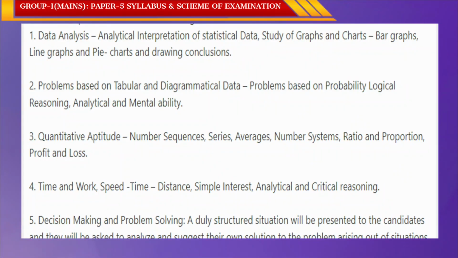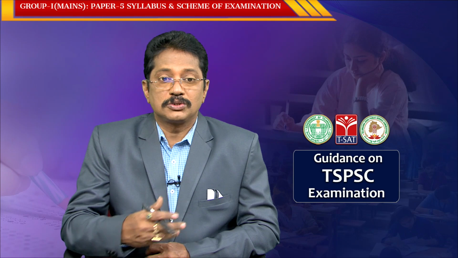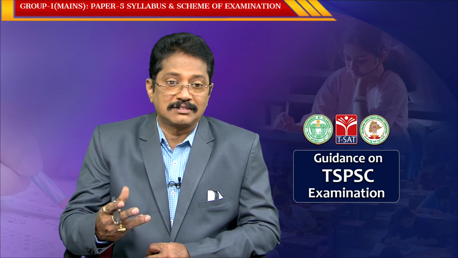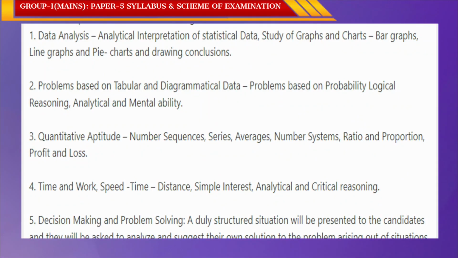Now, coming to the next one, quantitative aptitude. In quantitative aptitude, that is number sequence, number series, averages, number system, ratios and proportion, profit and loss. All these are concerned with the number system and number properties. So, they ask questions in this particular area. And the next ones are time and work, speed and time, time and distance, simple interest, analytical and critical reasoning.